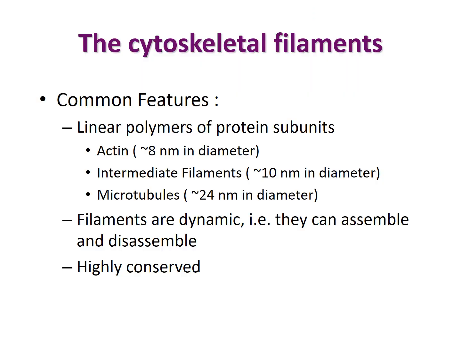Common features, they are polymers. Usually there's a monomer that are put together. So there's actin, intermediate filaments, and microtubules, from small to very large in terms of size. Our cytoskeleton is dynamic. Each one of these can assemble and disassemble and are very highly conserved in structure, which is good. We want all our cells to behave the same.